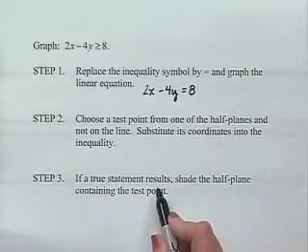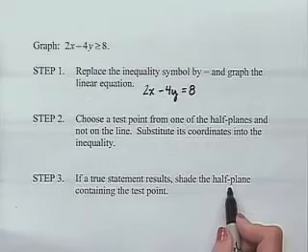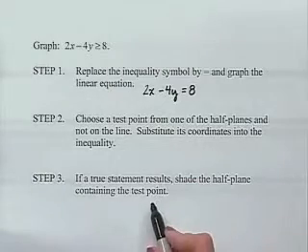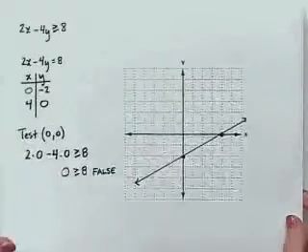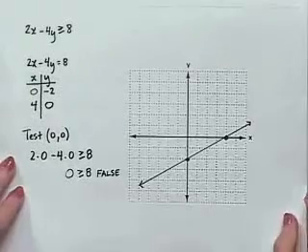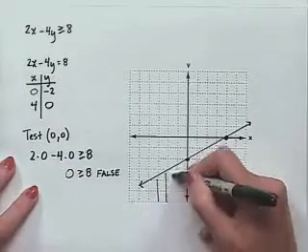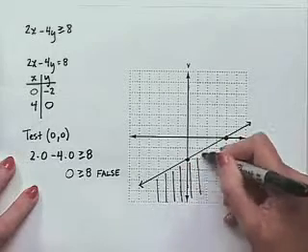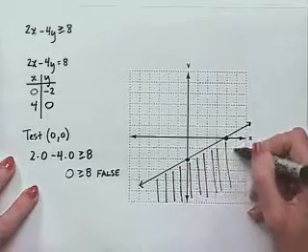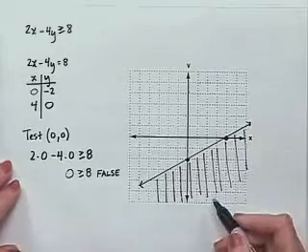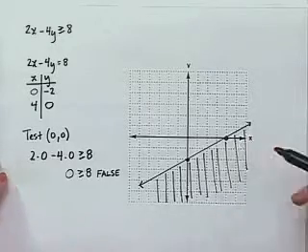If a true statement results, we would shade in the half plane that contains the test point. So what do we see logically must happen since it is false? That means we're going to shade in the half plane that does not include the test point. Since the origin did not make our inequality true, we shade in the half plane that ends up being below the line on the graph.